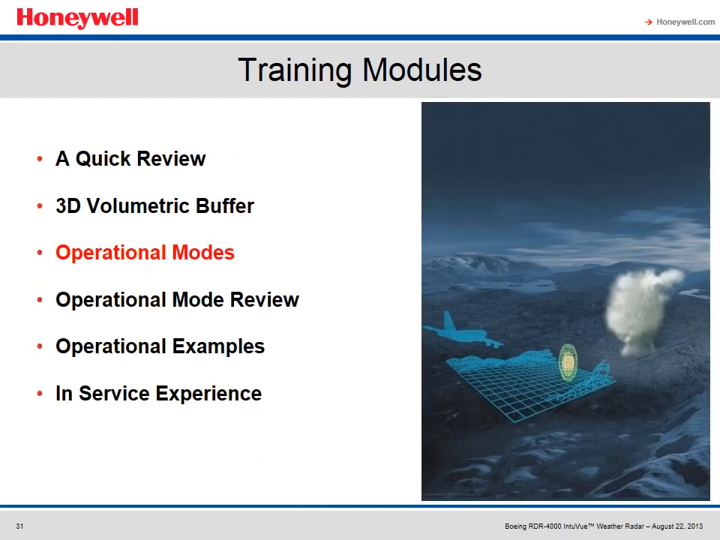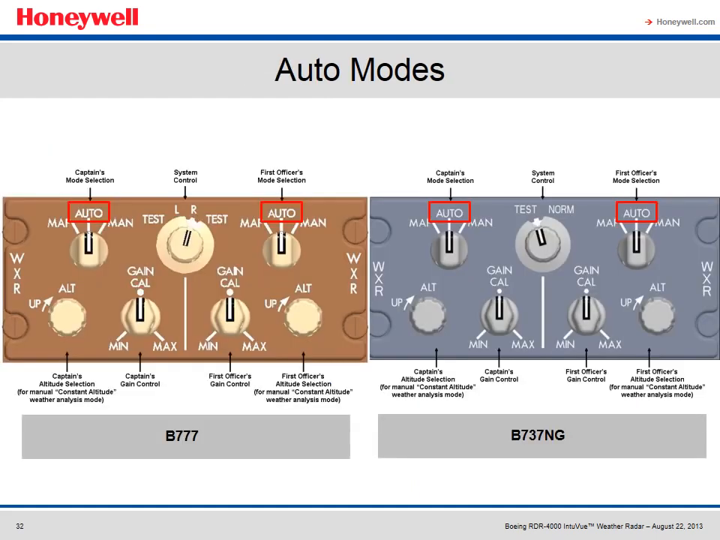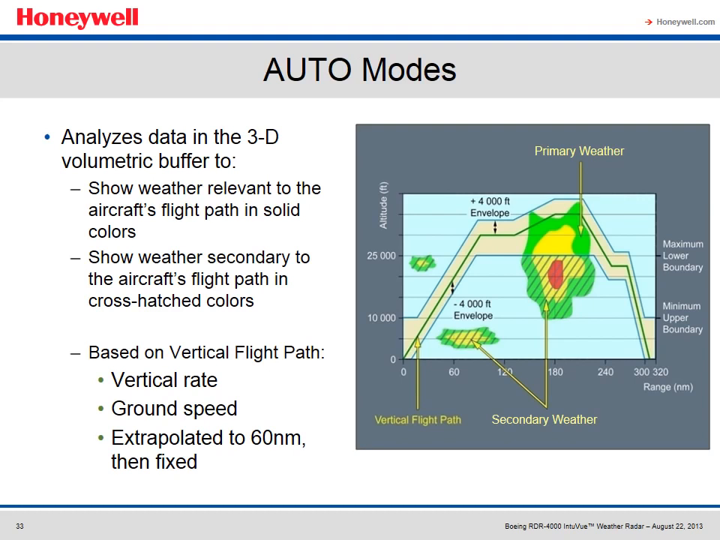This module will describe the operational modes provided by the 3D buffer. The auto mode will be discussed first. The auto mode is the automatic detection mode of the radar. In auto mode, the system analyzes the data in the 3D volumetric buffer and compares it to the aircraft's vertical flight path. It then shows weather in the flight path in a solid pattern and weather away from the flight path in a hashed pattern.